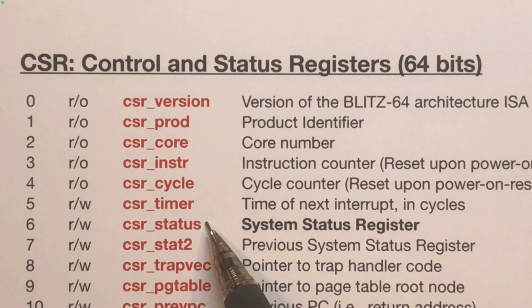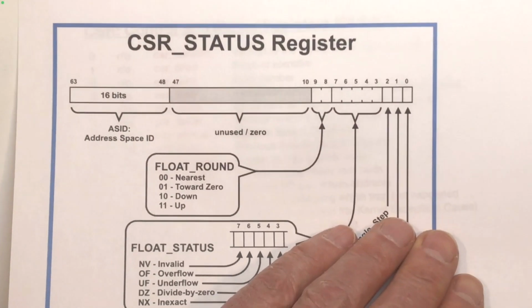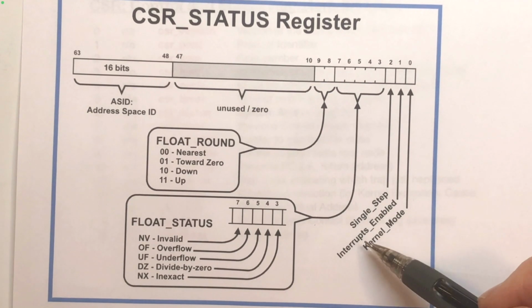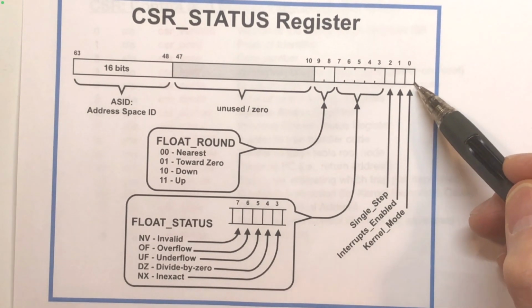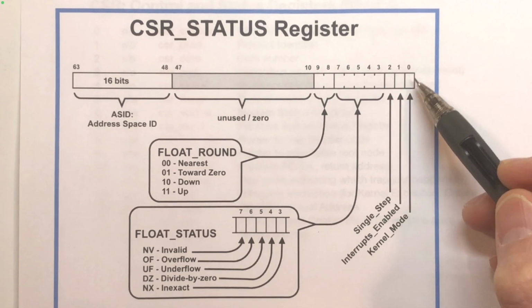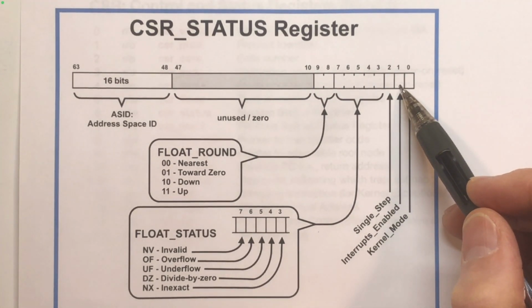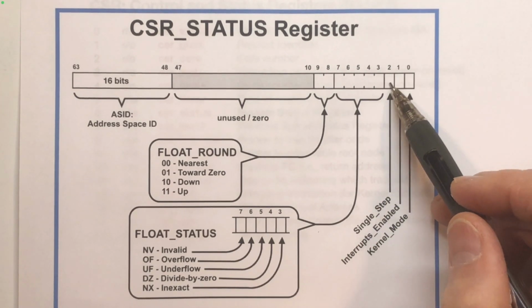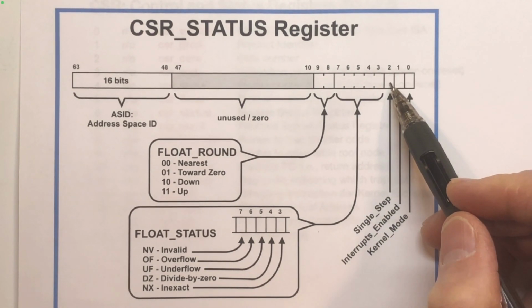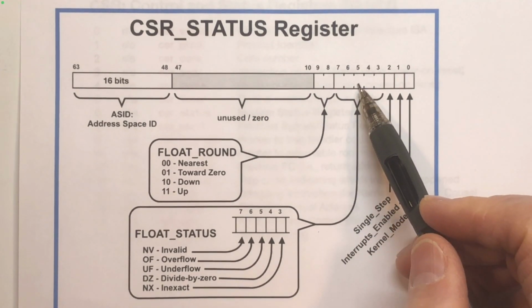Then we have the all-important status register, and that has several different fields which are shown here. The first bit here indicates whether the core is running in kernel mode or user mode. The next bit indicates whether interrupts are enabled or disabled. This bit indicates whether single stepping should be occurring. And then we have 2 fields for floating point.